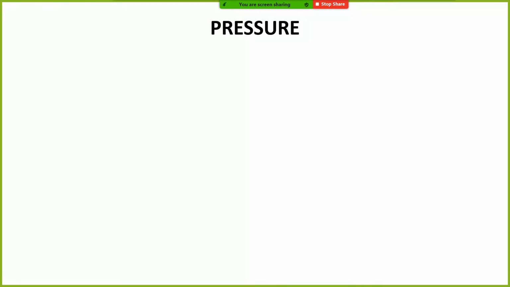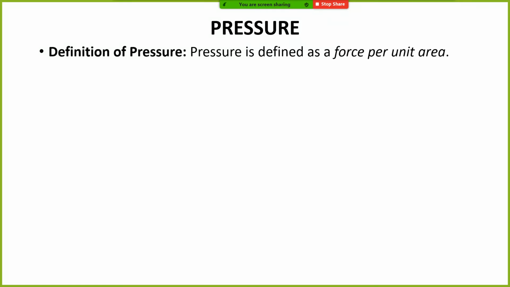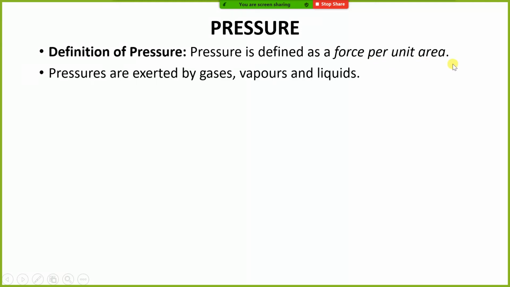Next, pressure. We have already seen pressure, but in more detail we will see the different types of pressure, like absolute pressure, gauge pressure, and vacuum. We have seen pressure in our 10th and 12th standard also. Pressure is force per unit area. Pressure is defined as force per unit area.